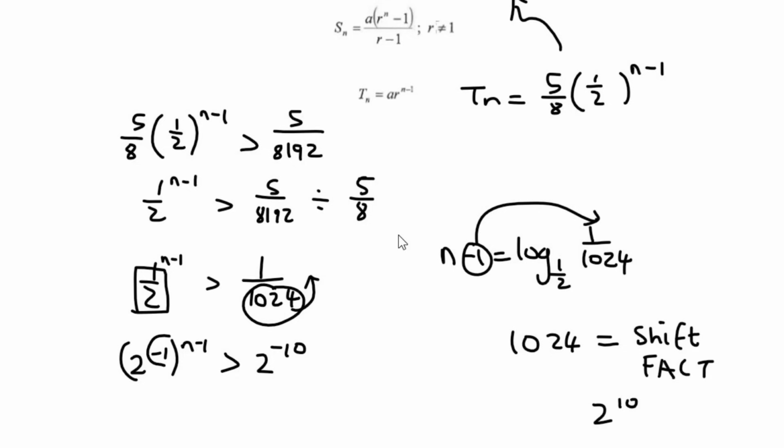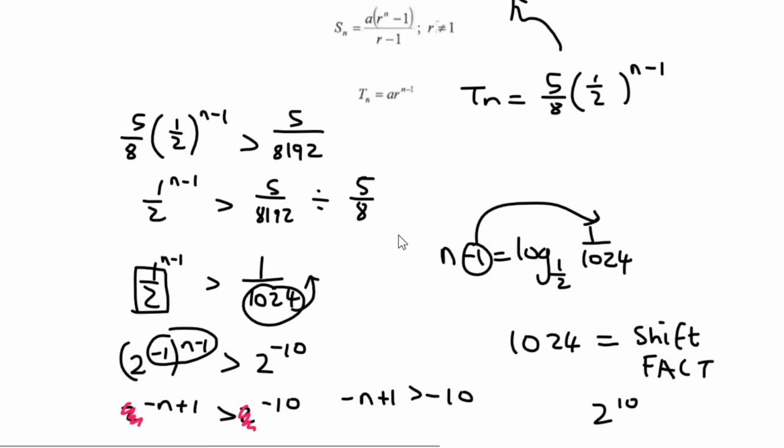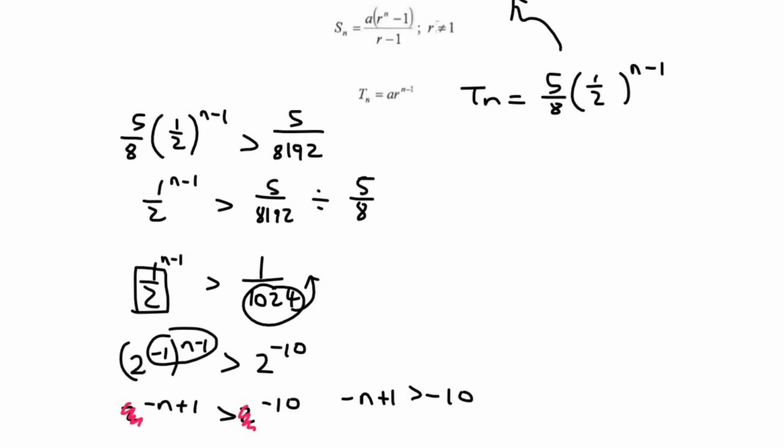Now I need to multiply these together, so that becomes 2 to the negative n plus 1. What now happens is that you've got 2's on both sides, and so you cancel those. And so you're now left with minus n plus 1 is greater than minus 10. Now there's multiple ways to carry on from here, but I would take the minus n over to the other side, and then you would end up with n is smaller than 11. And there is your final answer.